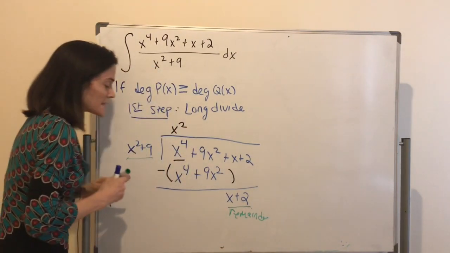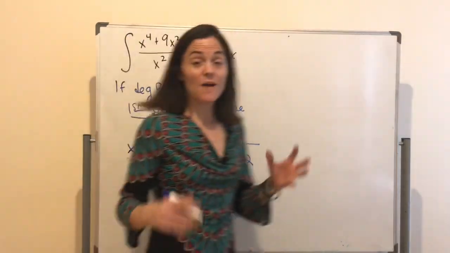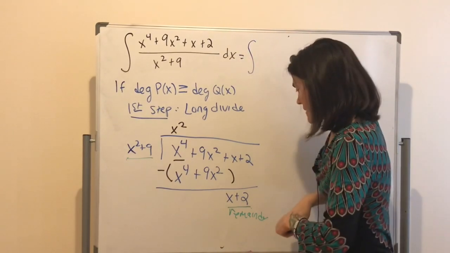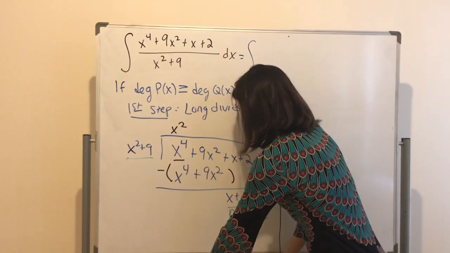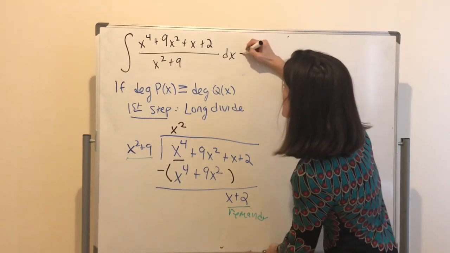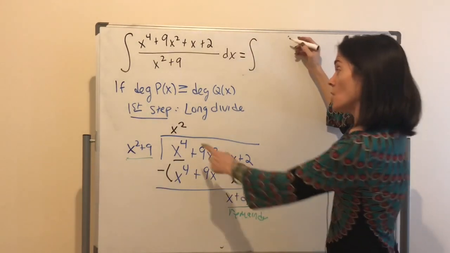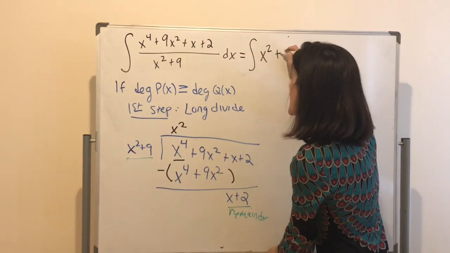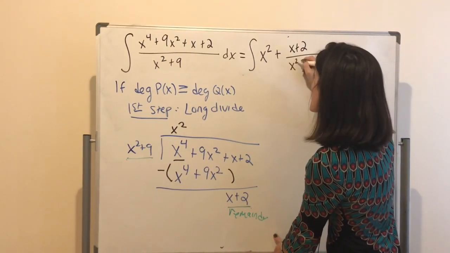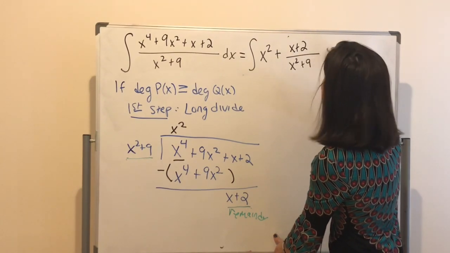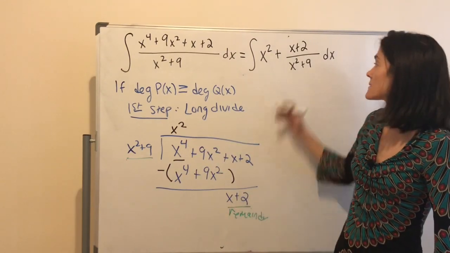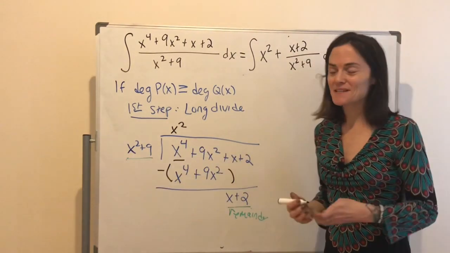Okay? So what this says for this function I've now long divided, this integral is the same thing as, oh, maybe I should go back to black. I can just write here, we have this equals the integral. Well, it's x squared plus x plus 2 over x squared plus 9 dx. This is the part that we got, the quotient. This is the remainder, so you put that over this thing, just like you would dividing numbers.